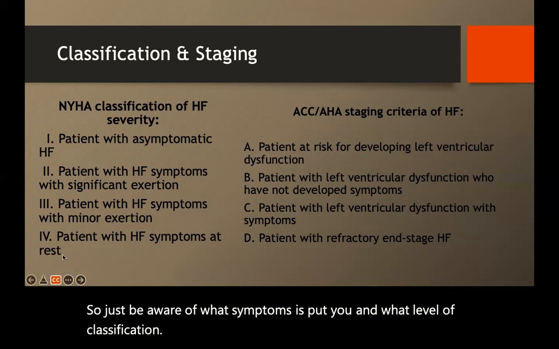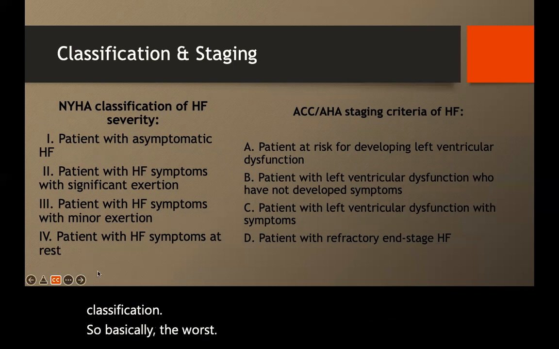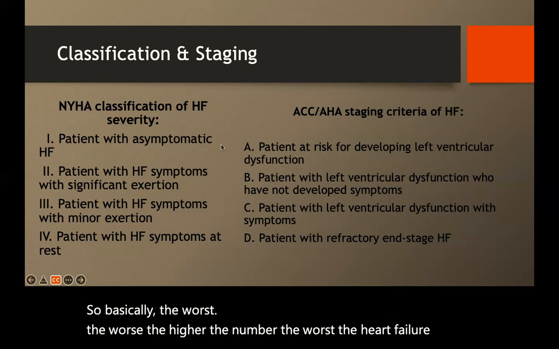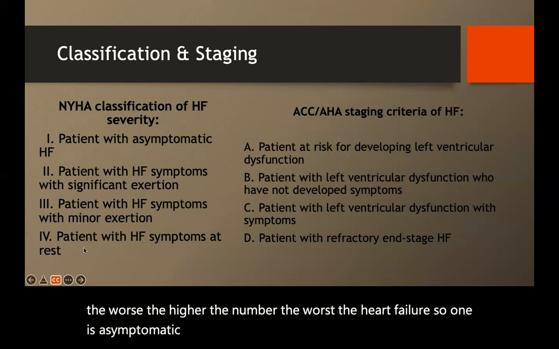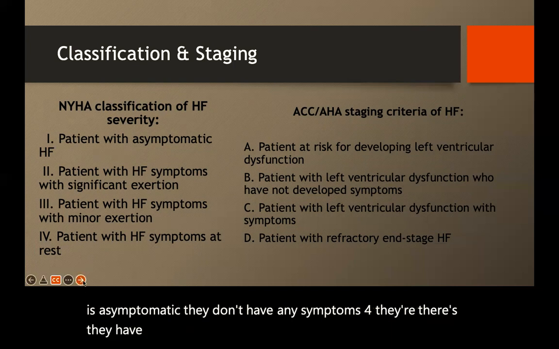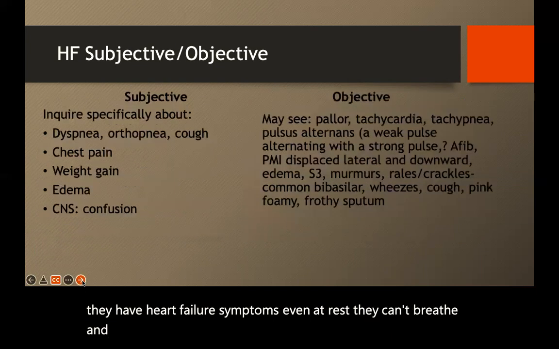So basically the higher the number, the worse the heart failure. So 1 is asymptomatic. They don't have any symptoms. Number 4, they have heart failure symptoms even at rest. They can't breathe and they're filled with fluid.